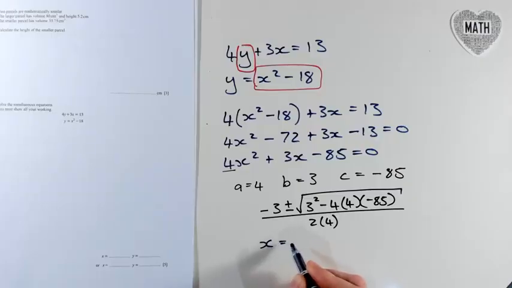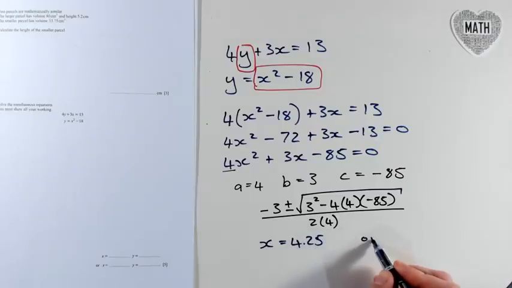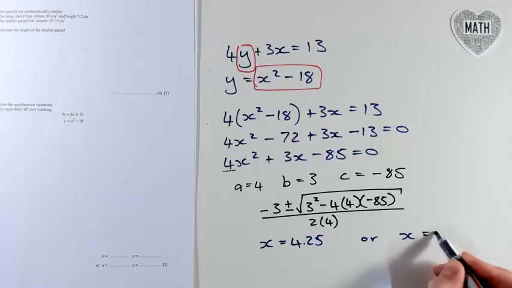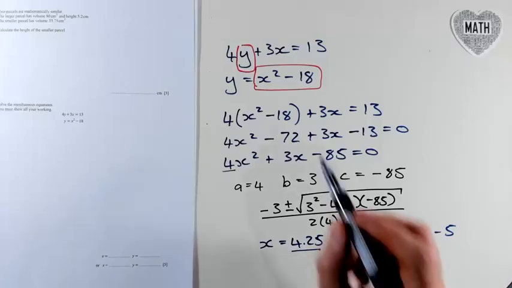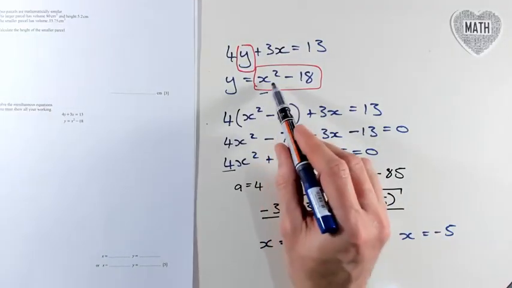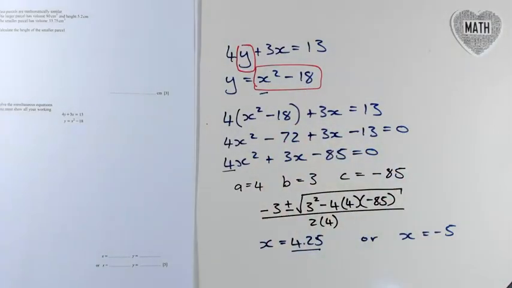So x for one was 4.25, or x could be negative 5. Those are the 2 x values. And once I have this x value, I can just sub it in there. That's probably the easiest one to do. And then I would get a y value.